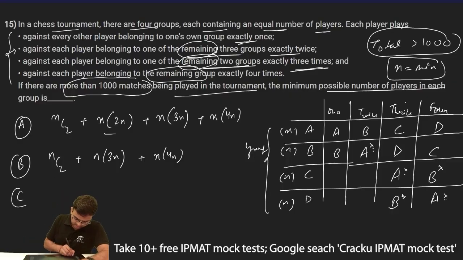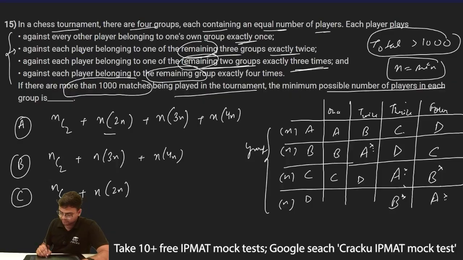Now let's see for C. For C, first of all they have to play within themselves, which is NC2. Now C with A and B, we don't have to count for this and this one. So the remaining one is D and they are playing it twice. So this will be n into 2n. Now if C is playing with D twice, then D is also playing with C twice, and again I don't have to include this one while calculating the number of games for D.